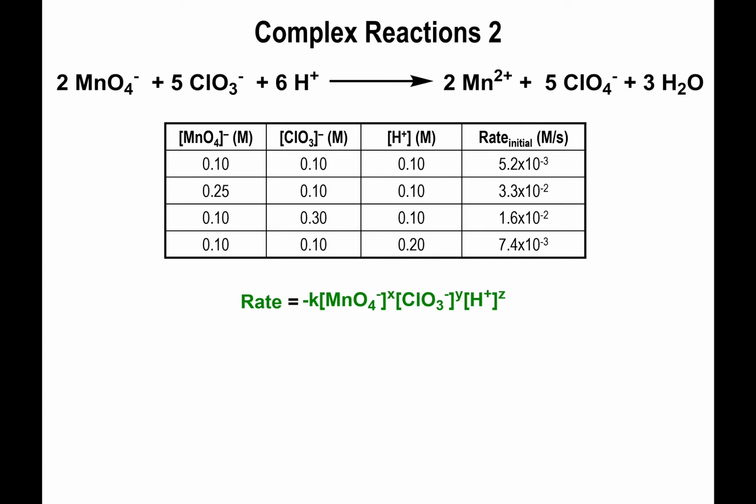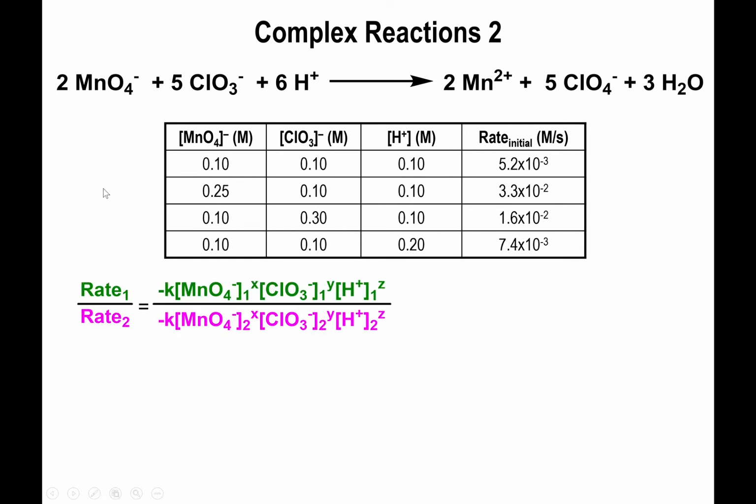Alright, so we try to locate any two rows for which any of the reactants has a value that is constant. And luckily for us, if we look carefully, we'll notice that the first row and the second row happen to have the same concentrations for chlorate as well as the protons. So we could use rows 1 and 2 to basically cancel out chlorate and H+ from the equations. So we're going to do just that.